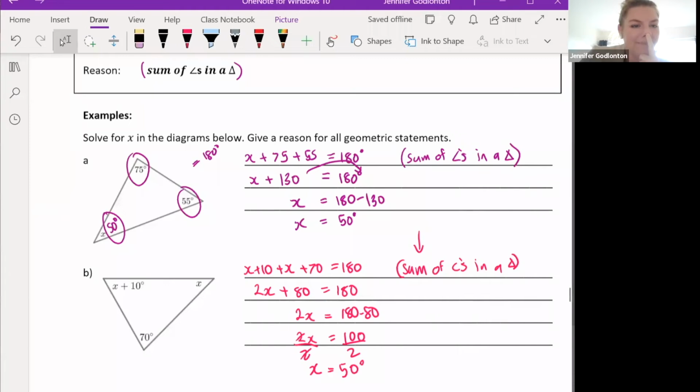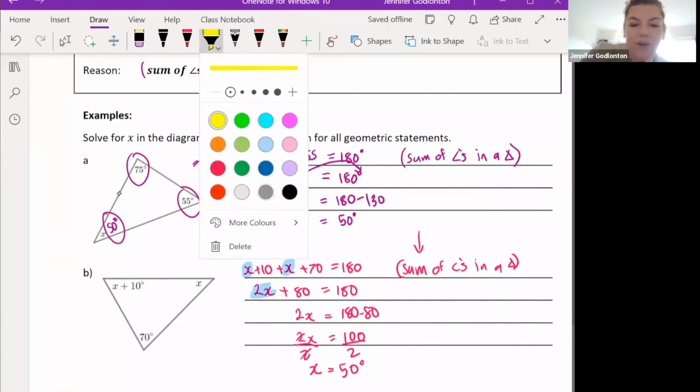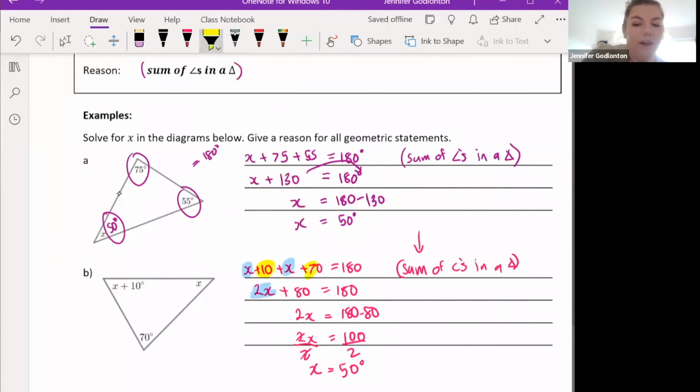Who was asking? I think it was Comfort. Comfort was still explaining to me that he has a problem with the second step on question B. Okay, so Comfort, the second step on question B, all we're doing here is we're taking our 2 x's together, and that's what gave us our 2x. And then we took our 2 numbers and we added them together, and that gave us the 80. That's how we got that second step. Does that help a little bit?